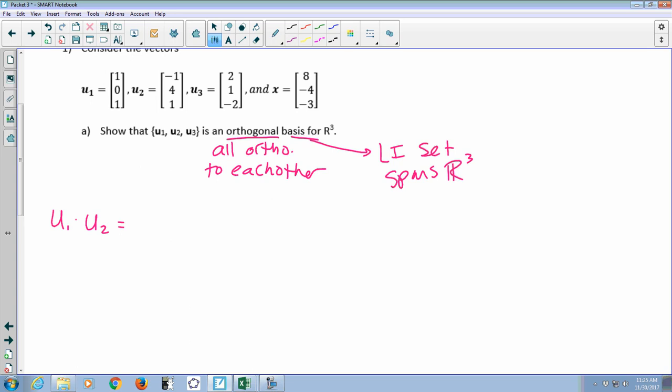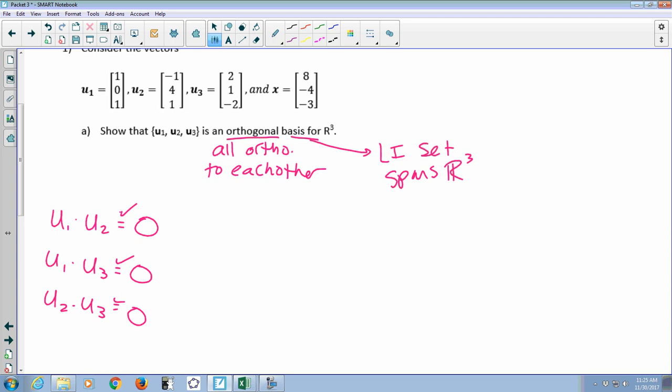So that would be -1 plus 0 plus 1, which is 0. Check. Then u1 dot u3. That's 1 times 2 is 2, plus 0 plus -2 is 0. Check. And the only other pair is u2 dot u3, which would be -2 plus 4 minus 2, which is 0. Check. So it's an orthogonal set because every element is orthogonal to every other element.